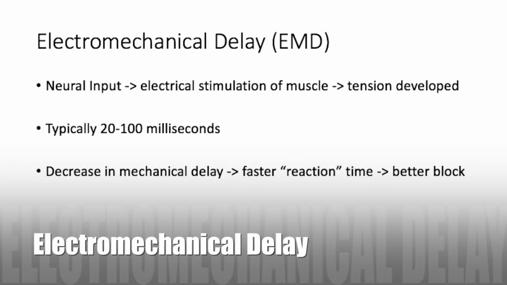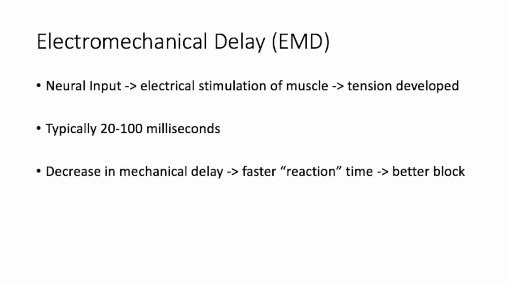Electromechanical delay is the time it takes between neural input into the electrical stimulation of the muscle and tension being developed within the muscle. Typically, this takes between 20 and 100 milliseconds. A decrease in electromechanical delay will essentially result in a faster reaction time, meaning that the goalie will have more time to accelerate and get to the ball, resulting in a better block.